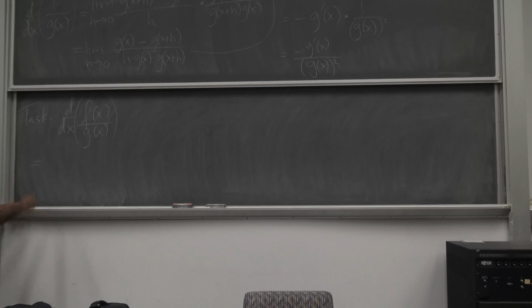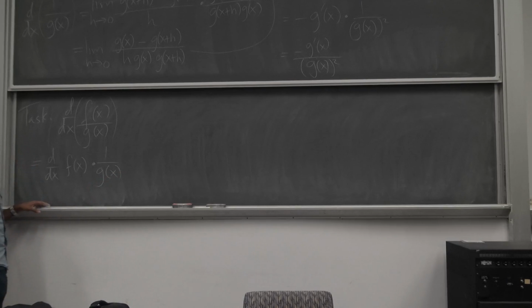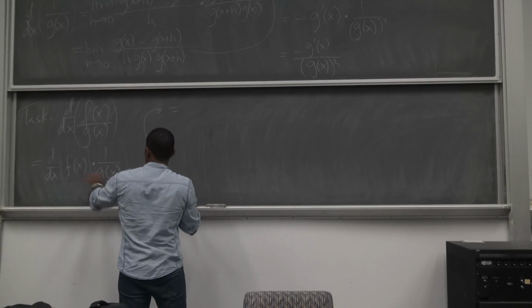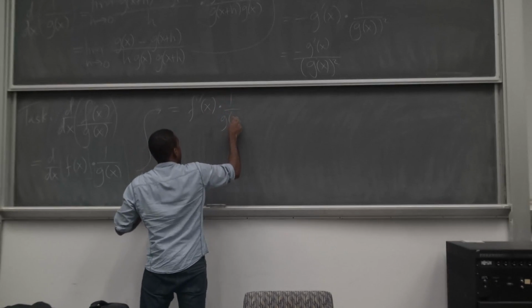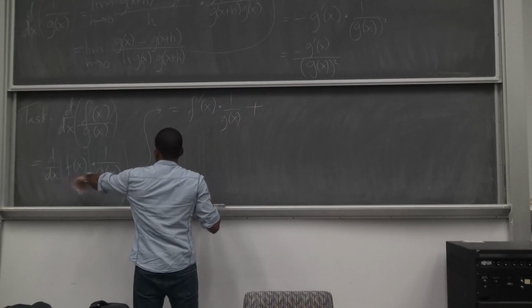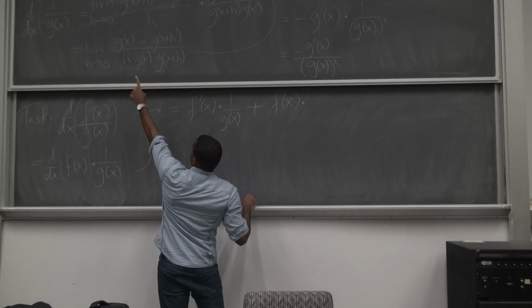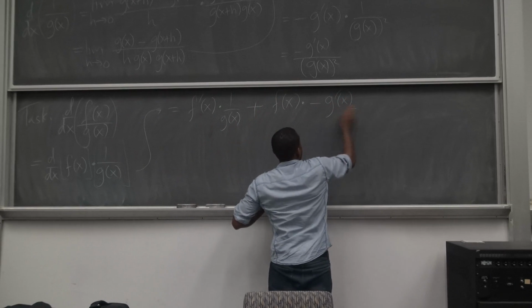Well, I can rewrite this. It's that, right? So this is one function times another function. I know the product rule. The product rule says, differentiate the first, leave the second one alone, plus you leave the first and you differentiate the second. Now we already derived that the derivative of that is that. So this is minus g prime over g squared.